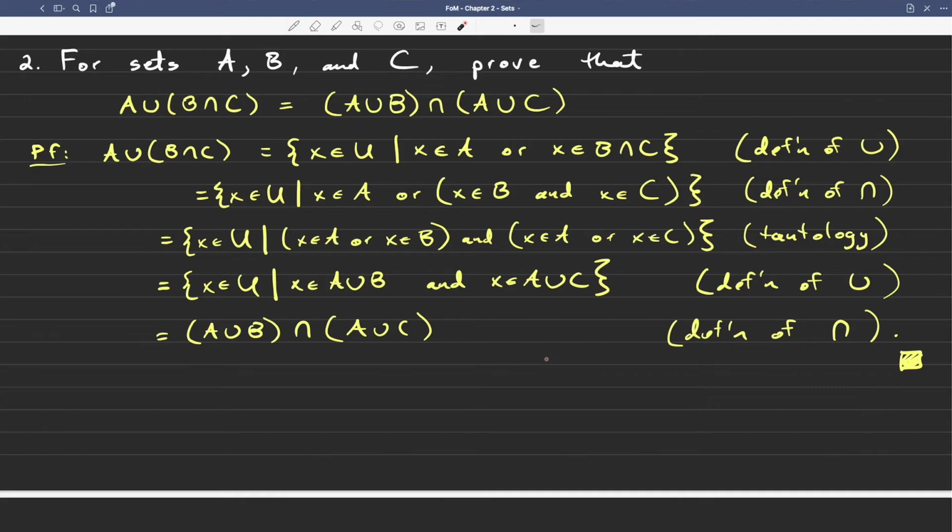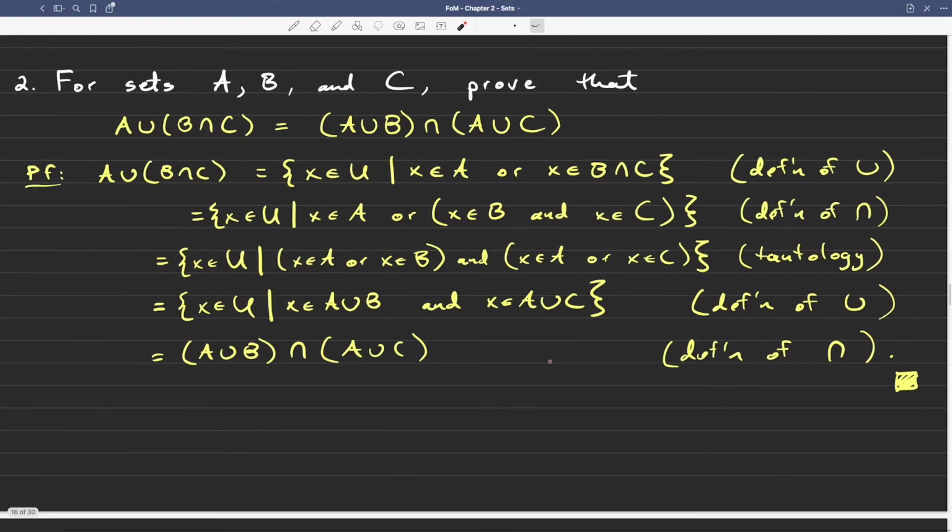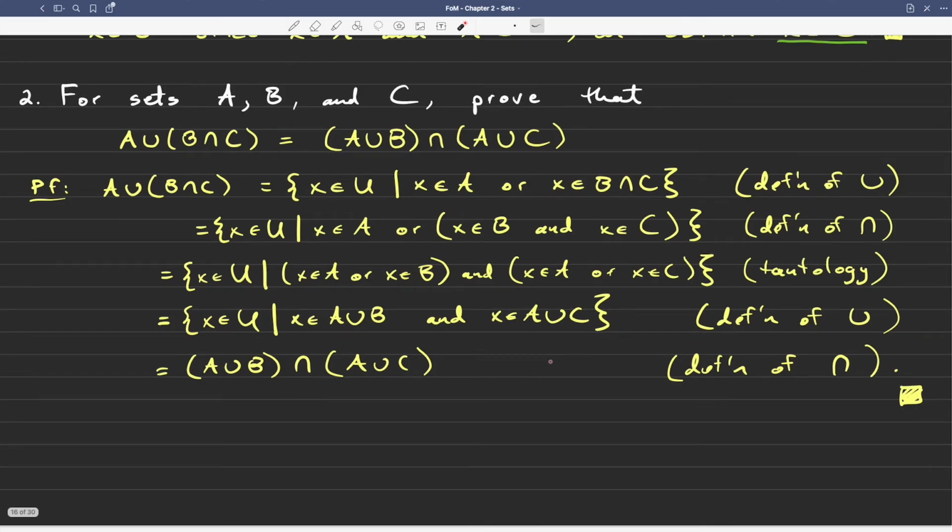It's good practice for just doing double containment, because like I've said, double containment is going to be your go-to method, especially as we start working problems like proving properties of functions and relations. Almost always there we have to do double containment arguments.